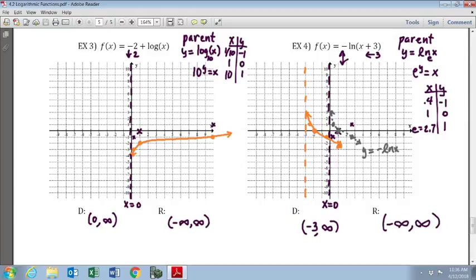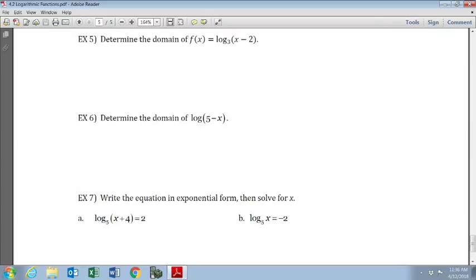All right, let's move on to example 5. It says determine the domain of f of x is equal to log base 3 of x minus 2. Now, in this case, all we have is the equation of this function. So let's look at the graph of the log base 3 of x. We actually did this earlier. It looks like this.